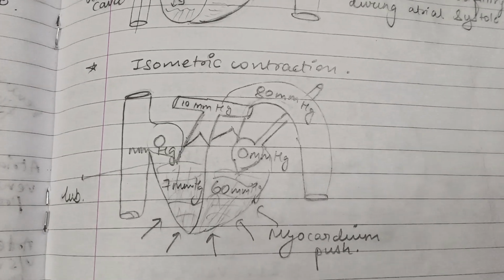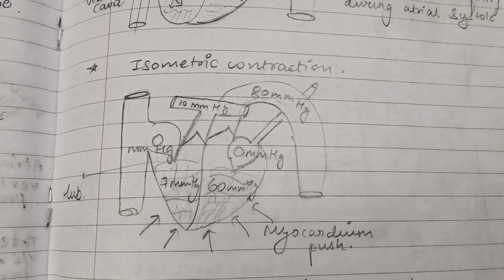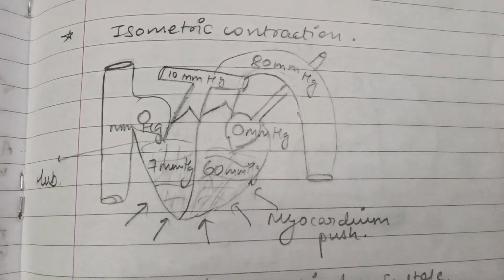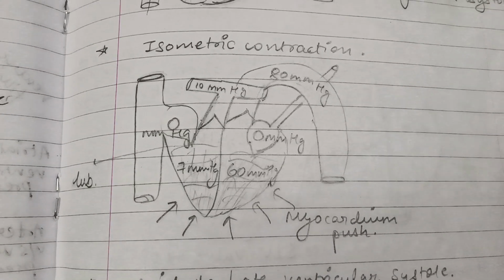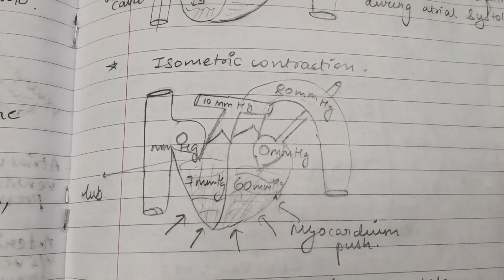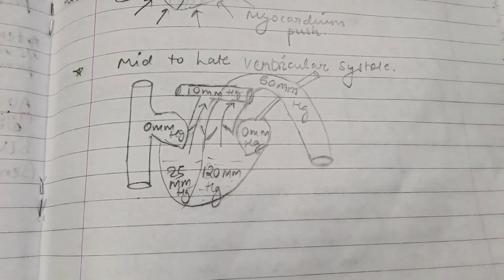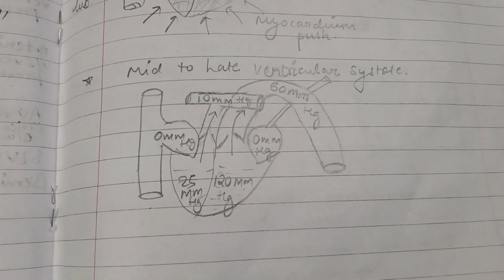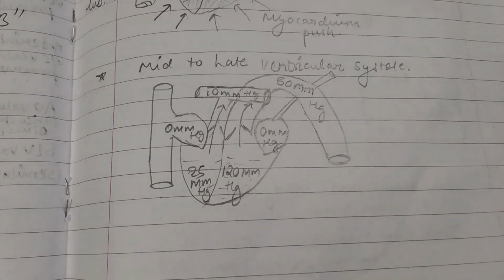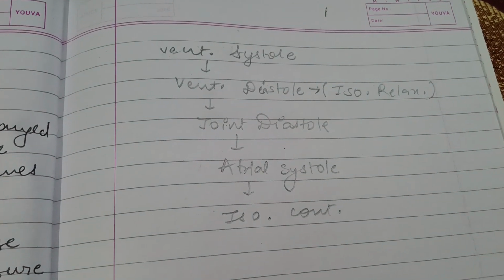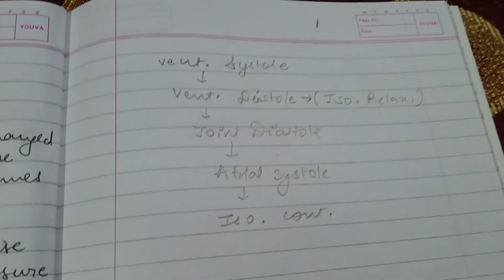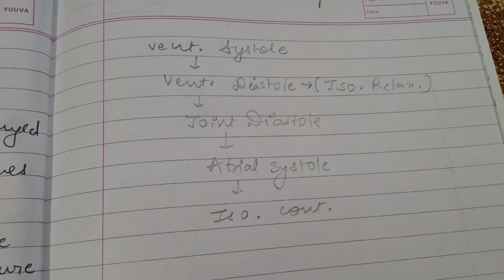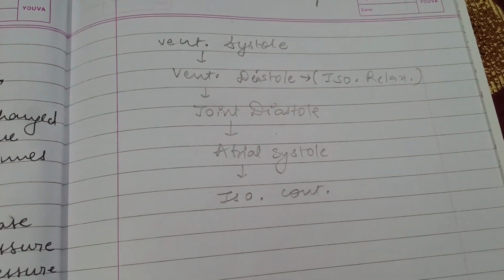After then we have the final stage, isovolumetric contraction. Here the blood is not going out or coming in, just the pressure is increasing. The pressure will increase to such an extent that it will become greater than arterial pressure, and hence you can see the blood start going into the great arteries, and hence ventricular systole takes place. After that, ventricular diastole, then isovolumetric relaxation, then joint diastole, then arterial systole, and isovolumetric contraction.